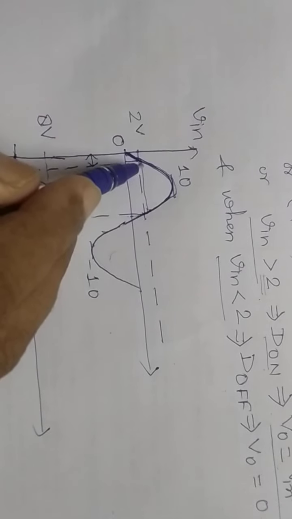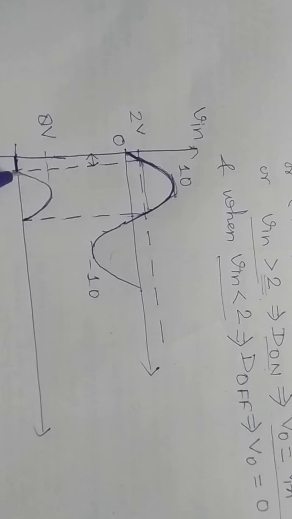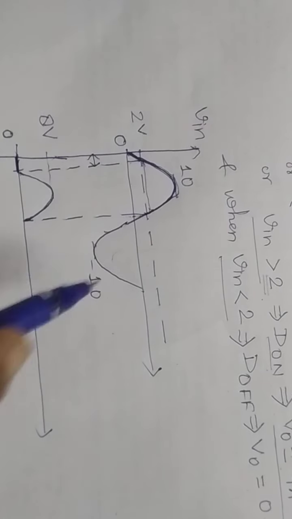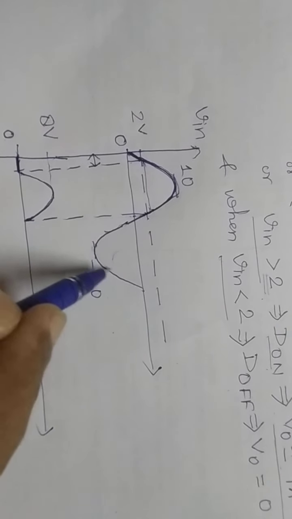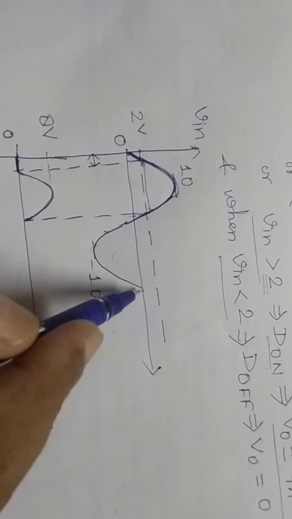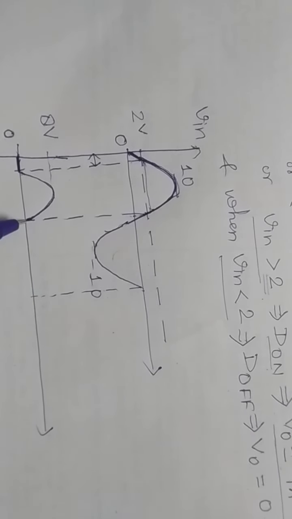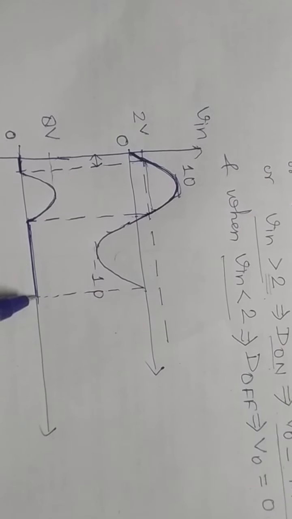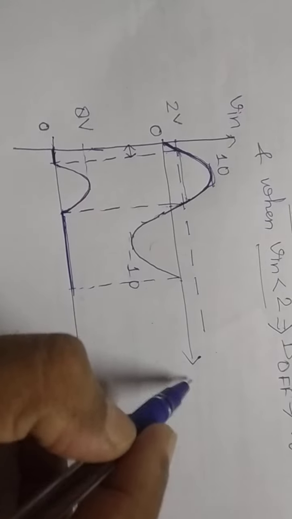So this waveform, the input waveform is between 2 to 10, and the resultant output will be from 0 to 8. After that, input becomes less than 2, and when input becomes less than 2, you can see that output is 0 as the diode is off. So this is our resultant output waveform for the given input signal for the one complete cycle.